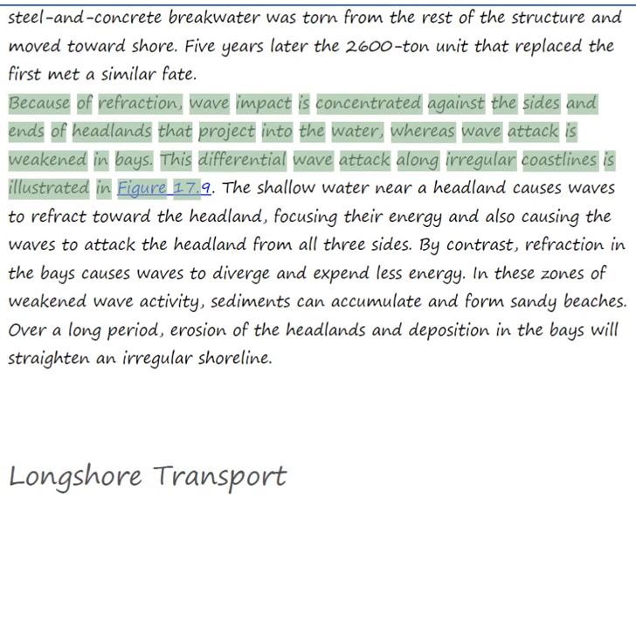Because of refraction, wave impact is concentrated against the sides and ends of headlands that project into the water, whereas wave attack is weakened in bays. This differential wave attack along irregular coastlines is illustrated in Figure 17.